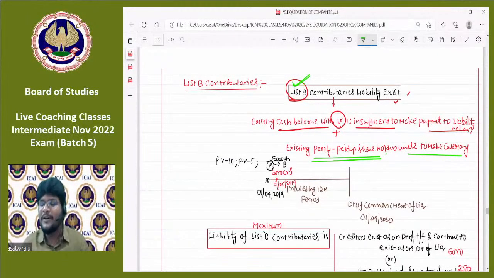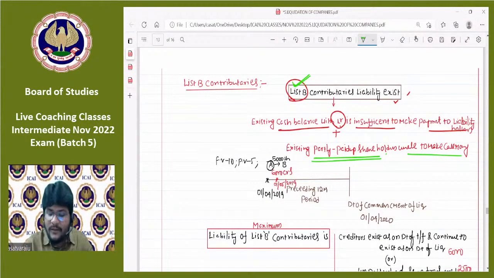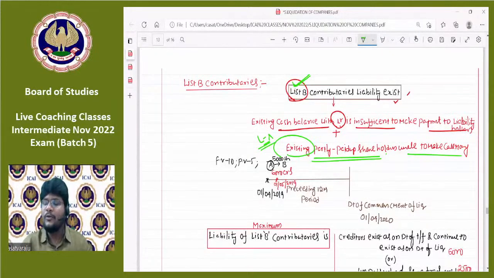Then how does the list B contributory liability exist? I'm repeating once again. If the cash available with the liquidator is sufficient to make repayment to all the liability holders, then we are not even asking money from the existing equity shareholders at all. Rather than asking money, we are distributing the surplus. That's why, when the list B contributory liability exists, first of all, the cash available with the liquidator is insufficient to make repayment to the liability holders. And not only that, the existing partly paid up equity shareholder, that is the list A contributory, is unable to contribute the call money. Then the list B contributory liability comes into existence.